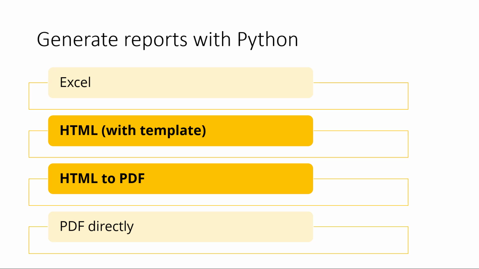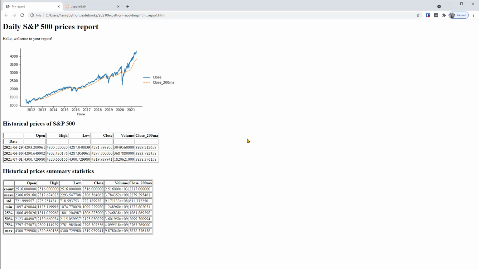Before generating any reports, it's always a good idea to think about how you want the report to look. So let's take a look at the final HTML document we will build. Here it is. Up here, we have a page title of my report, a heading of daily S&P 500 prices report, some text saying hello, welcome to your report, followed by a line chart and two tables of data. With this final report in mind, let's head to JupyterLab to generate it.